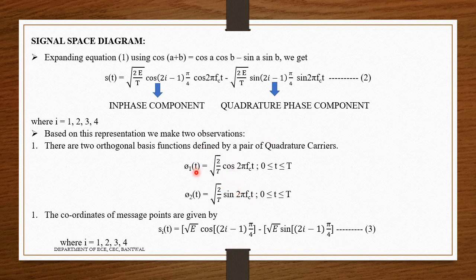As I said earlier, if you have two carriers, we will be representing them as phi 1 of t and phi 2 of t. That is, phi 1 of t with respect to the in-phase component and phi 2 of t with respect to the quadrature phase component. And this E will represent whether it is 1, 0, 0, 1, plus or minus. Now, how are we representing the message here?